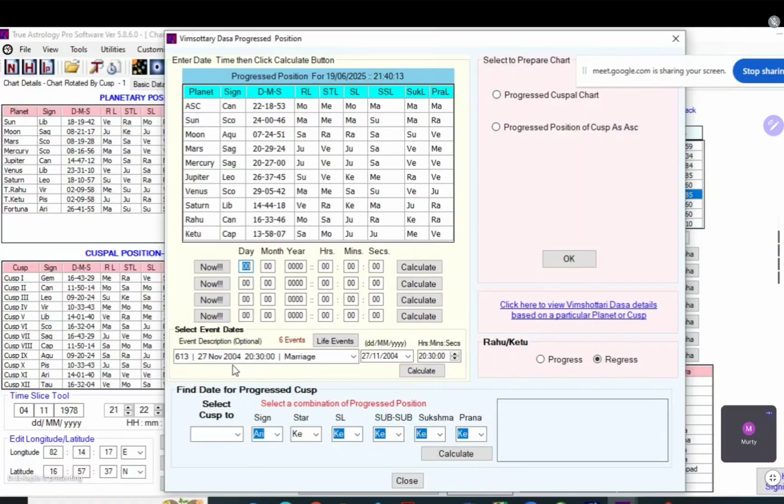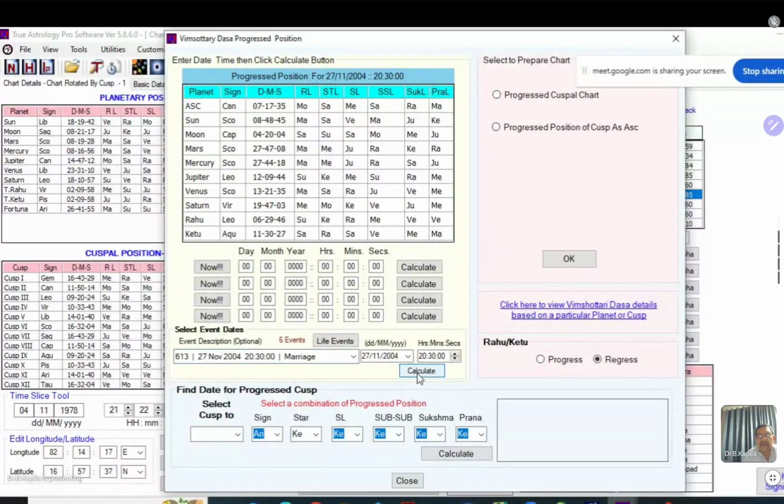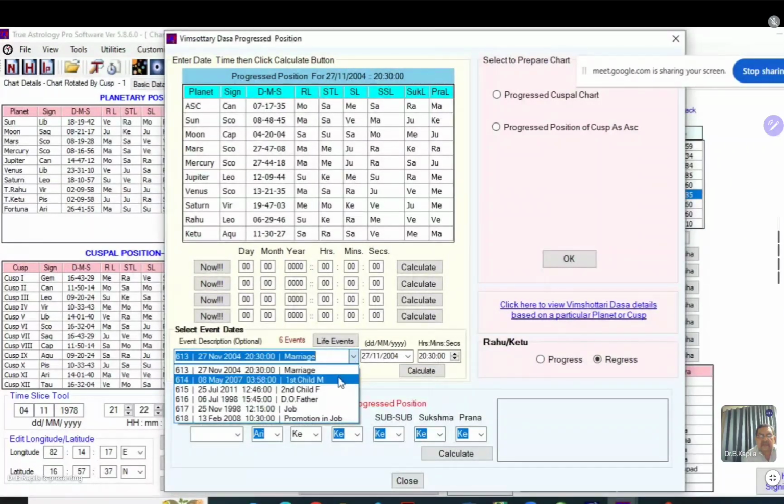Look here, the first event is marriage. Which event have I written here? Can you read this? Marriage. I select marriage and do the calculation. When I calculate, what is the progressed ascendant sign lord? Moon. So I will write down Moon in front of marriage. Moon is the progressed ascendant sign lord.